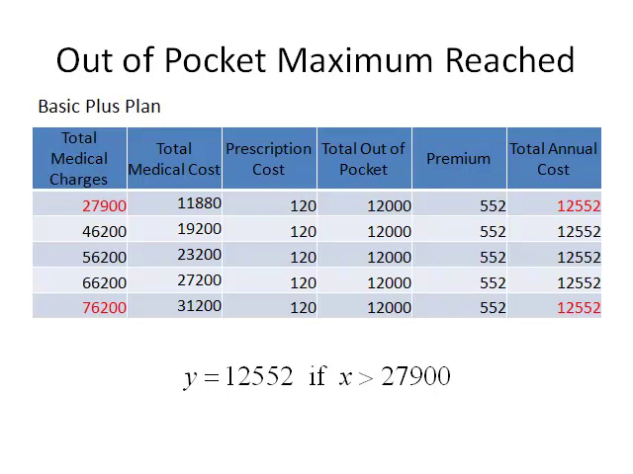The total annual cost in the last segment is constant. This yields the line y equal to 12,552 for charges greater than 27,900.